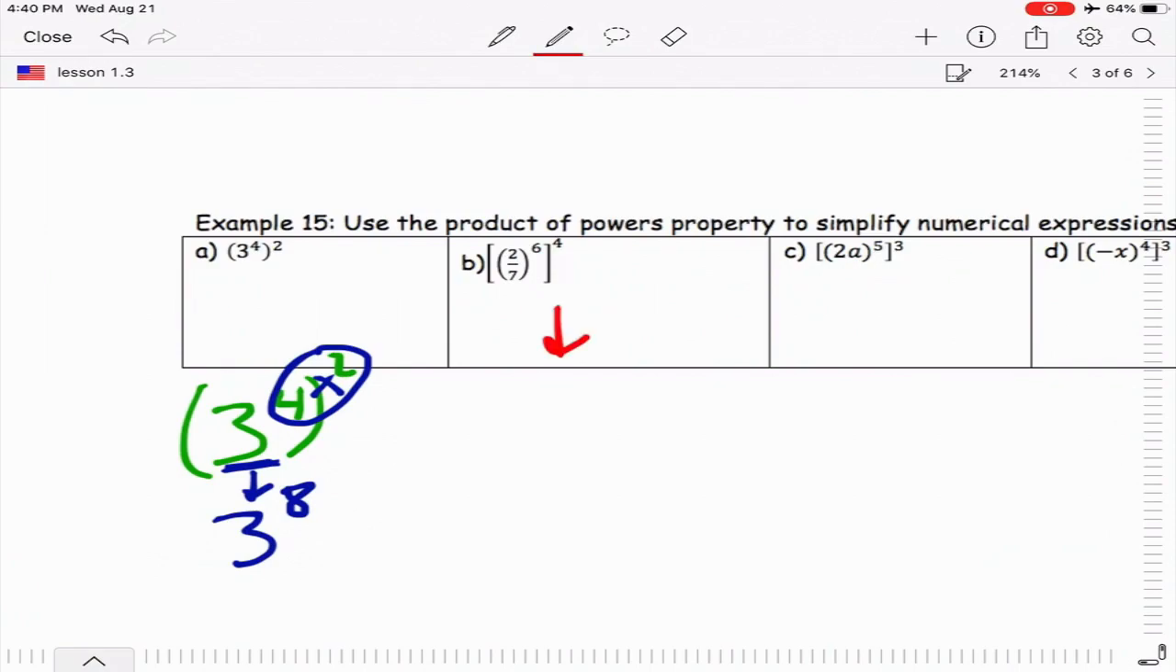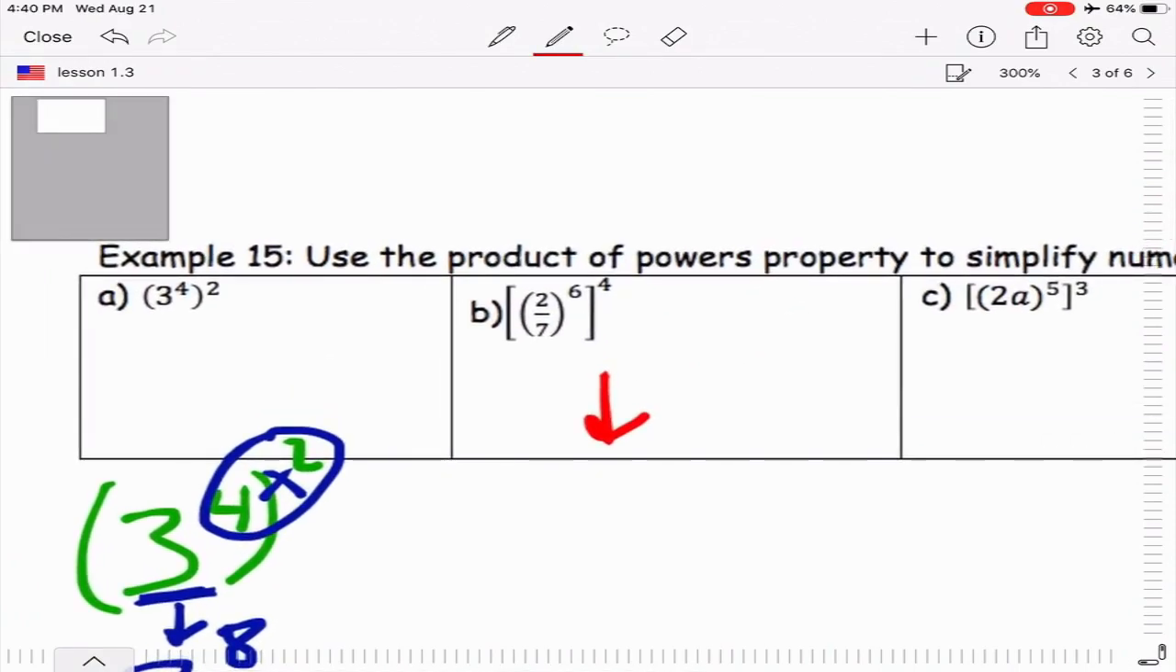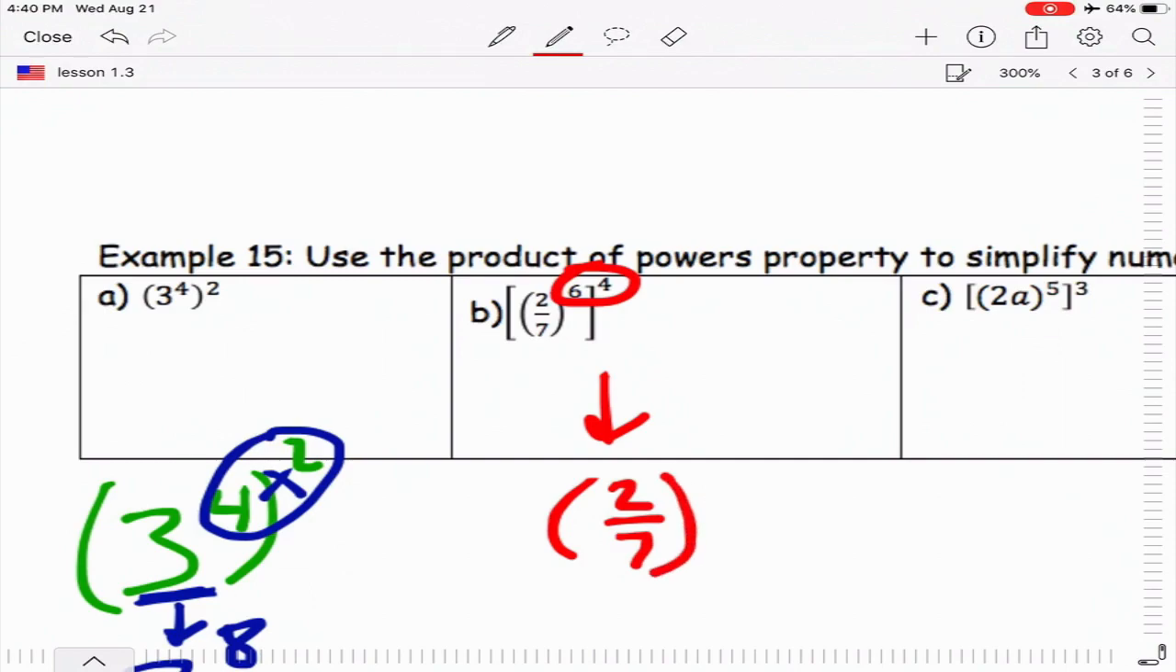Okay, letter B. Once again, one base. I know you technically see two numbers, but 2 sevenths is really just one number. So it's one base that has two exponents. So you're going to multiply the exponents. First, you leave the base alone. That means you're going to leave the 2 sevenths alone in the parentheses. And then you're going to do 6 times 4, which is 24.